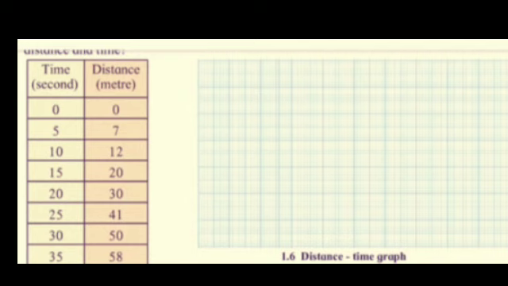Now see in time, 0 to 5, 5 to 10, that means the time interval is the same, a 5 second interval, but the distance 0 to 7 is 7 meters, 7 to 12 is 5, then again 12 to 20 is 8 meters, 20 to 30 is 10 meters. So the distance is not equal. Such type of motion is called non-uniform linear motion. And the graph for non-uniform motion is not a straight line.